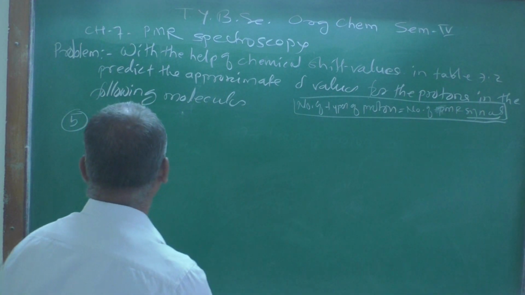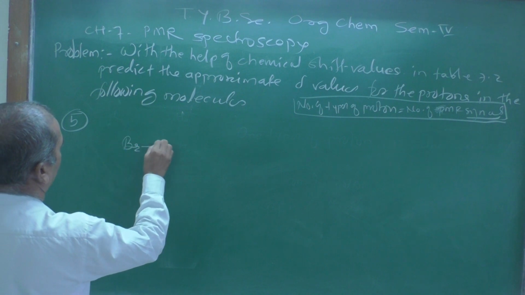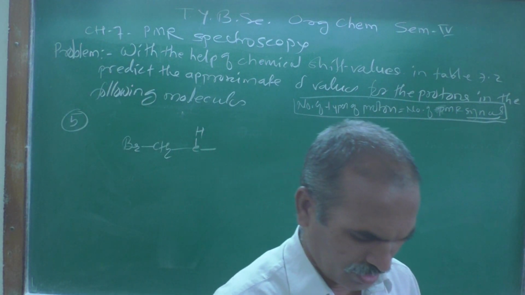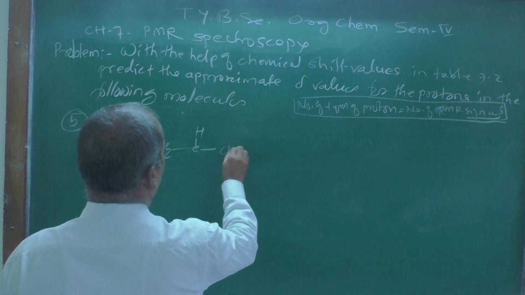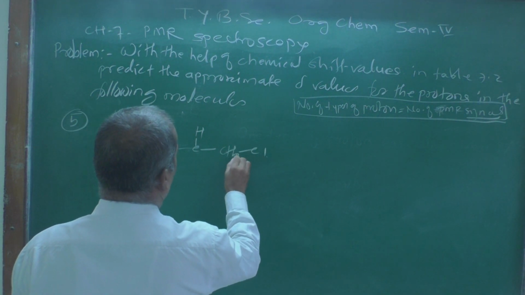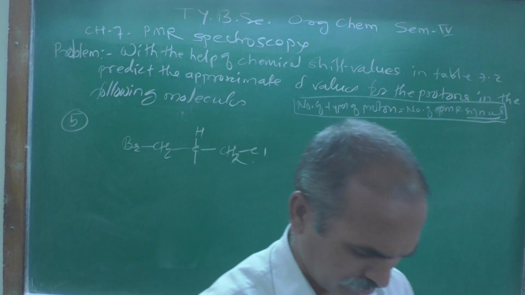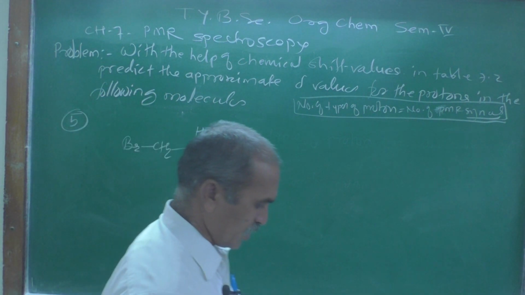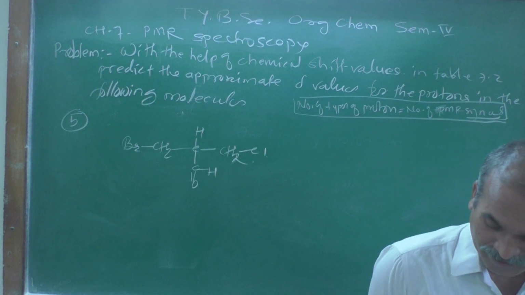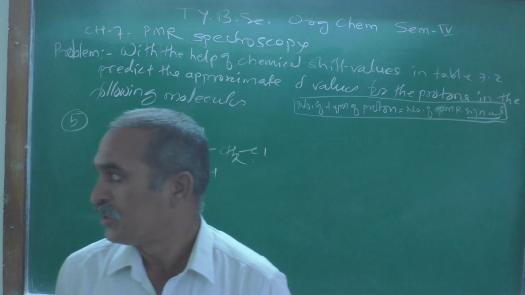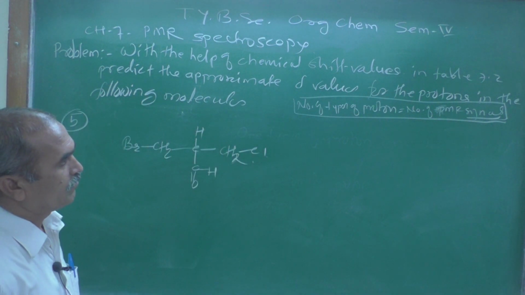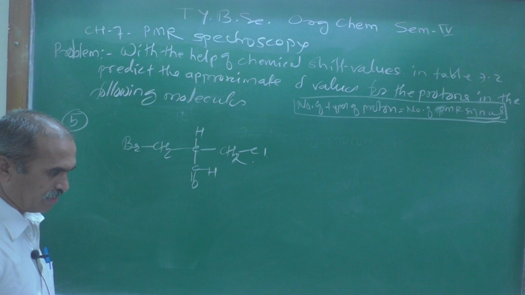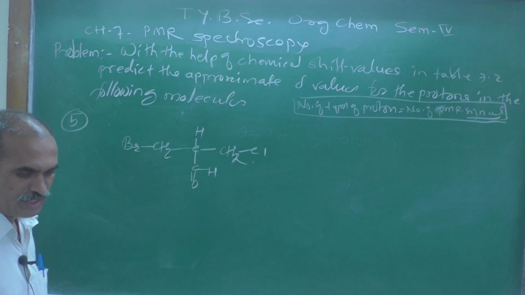The structure will be this one, then CH2, CH, then there is a CH2, Cl, CH2Cl, and in this here is a C double bond O and H. Observe this structure very carefully, and first of all tell me how many types of protons are present in this molecule or in this compound.